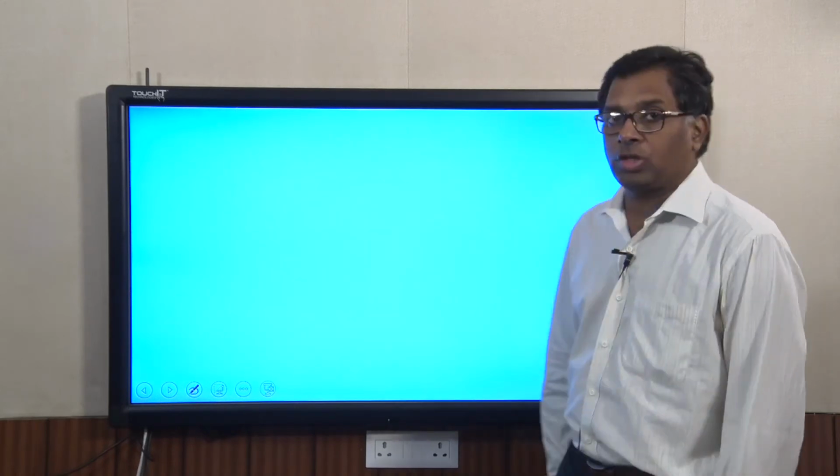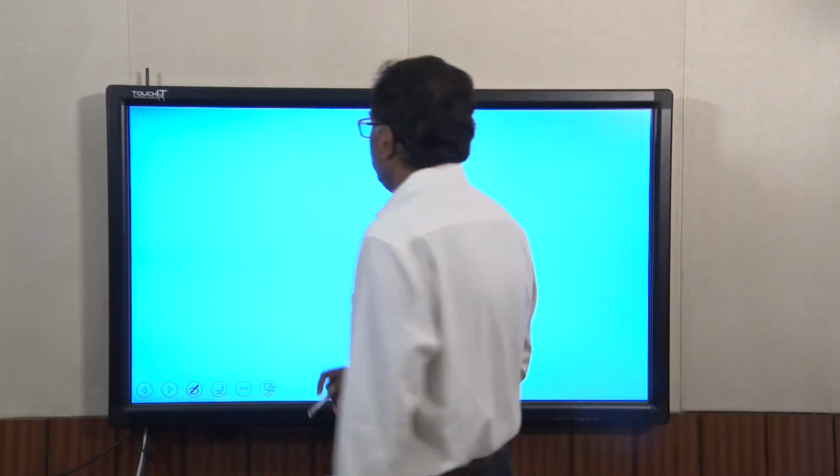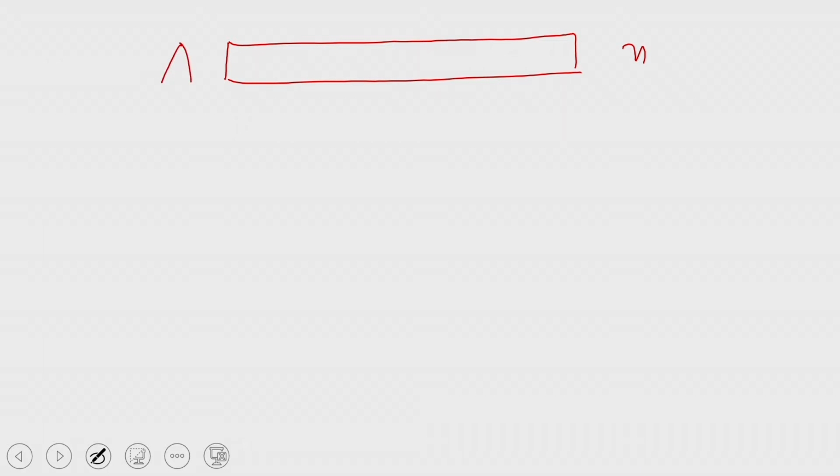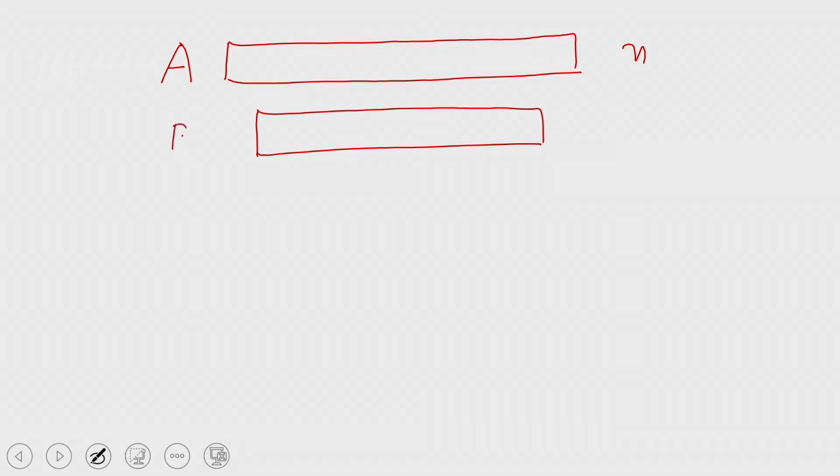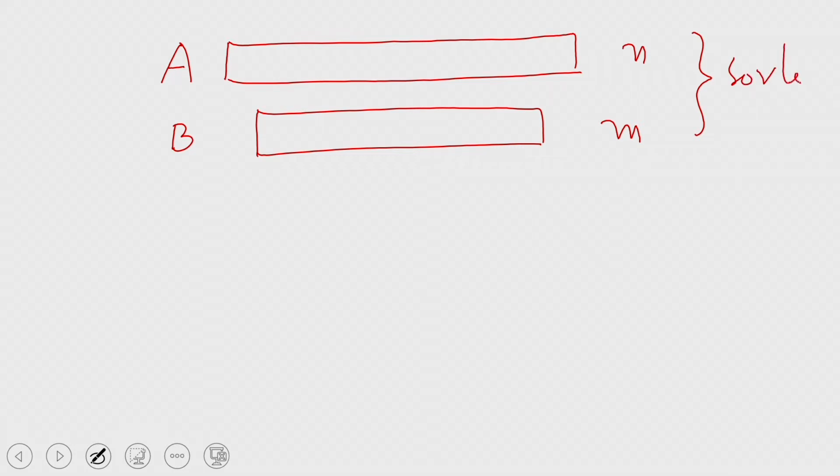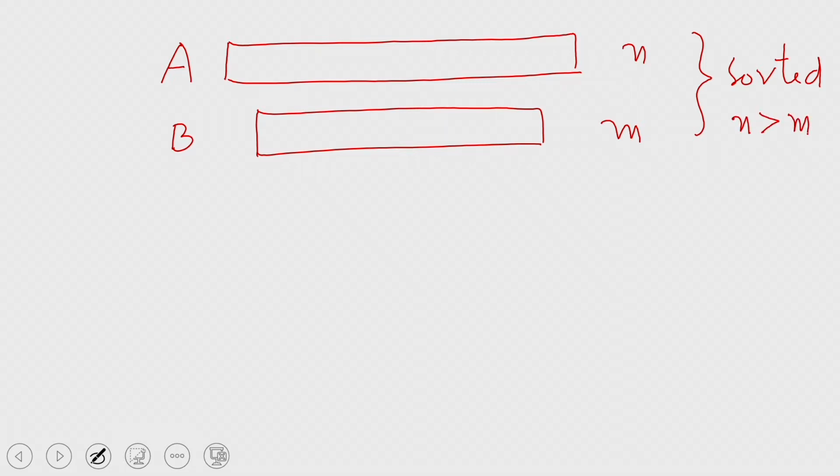This algorithm has a structure which is very similar to the order log n time algorithm that we have seen earlier. So let us say we are given two arrays of size n and m respectively. We have an array A of size n and we have an array B of size m. Both are sorted. And we assume that n is greater than m. This is again a divide and conquer algorithm. What we do here is to divide the array A into segments of size root n each.